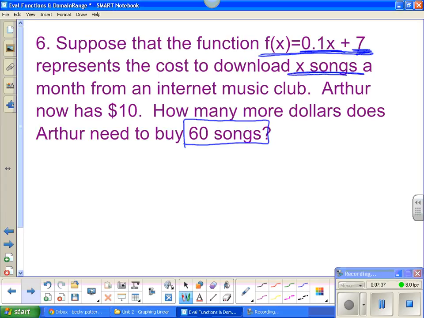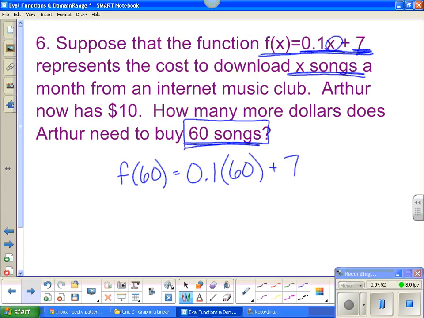X represents songs. Well, this is 60 songs, so I'm going to plug my 60 in for X. So I'm finding f of 60. How much is it going to cost to buy 60 songs? 0.1 times 60 is 6, plus the 7, so 13. So what does this number represent? Well, it costs $13 to buy 60 songs.